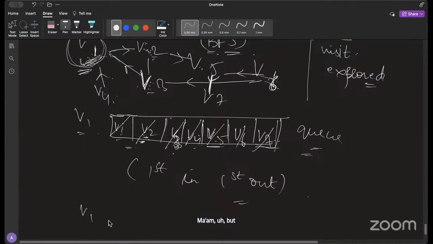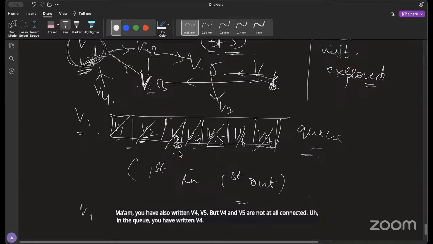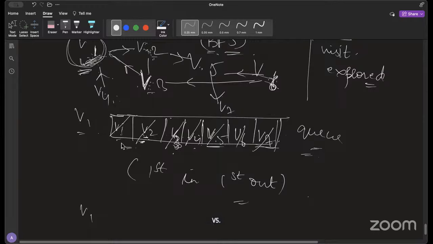Ma'am, the queue is quite unclear, because V7 is also going to V3, right? No, this graph's not clear. This is V7 and V7 is only this. That's it. V7 is not going to V3. Ma'am, you have also written V4, V5 in the queue, but V4 and V5 are not at all connected.